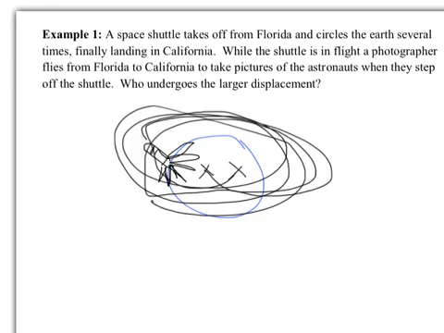It's a trick question, because in reality, they ended at the same location and started at the same location. So the displacement is identical. Remember, the definition of displacement is the change in position. It's not how far you've gone, that's distance.